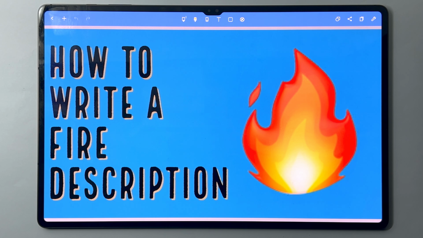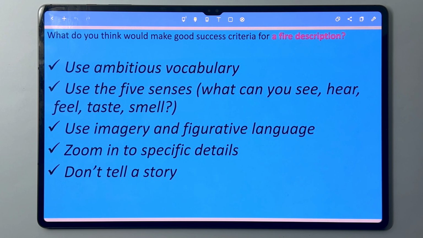Today we are looking at how to write a fire description. What do you think would make a good success criteria for a fire description? So we've got some top tips in terms of how to write a fire description.